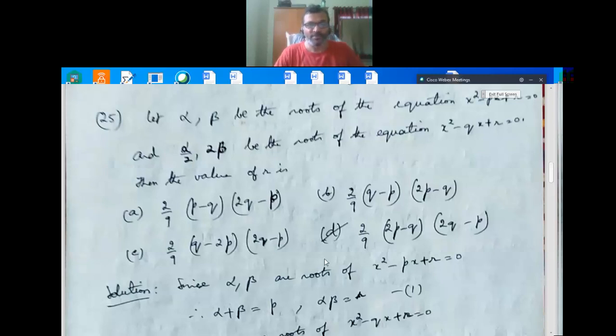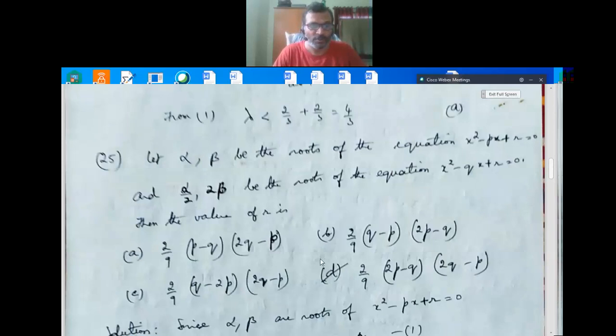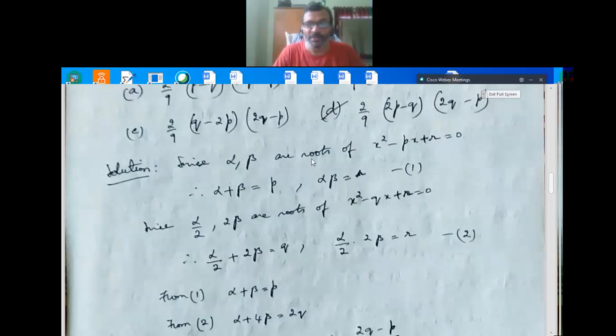So once again I will explain. Let alpha comma beta be the roots of the equation x squared minus px plus r equals 0, and alpha by 2 comma 2 beta be the roots of the equation x squared minus qx plus r equals 0. Then find the value of r. Now since alpha comma beta are the roots of x squared minus px plus r, the sum of the roots alpha plus beta is p, and the product of the roots alpha beta is c by a, that is r.